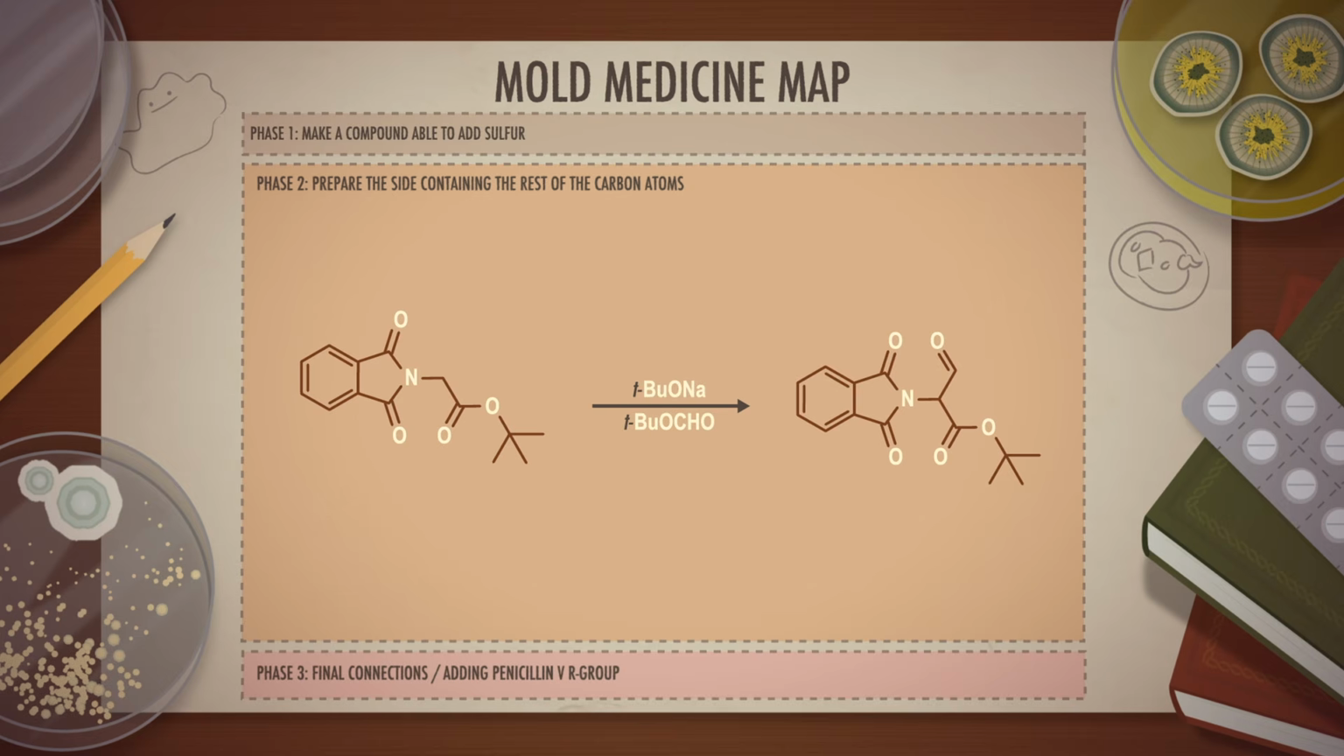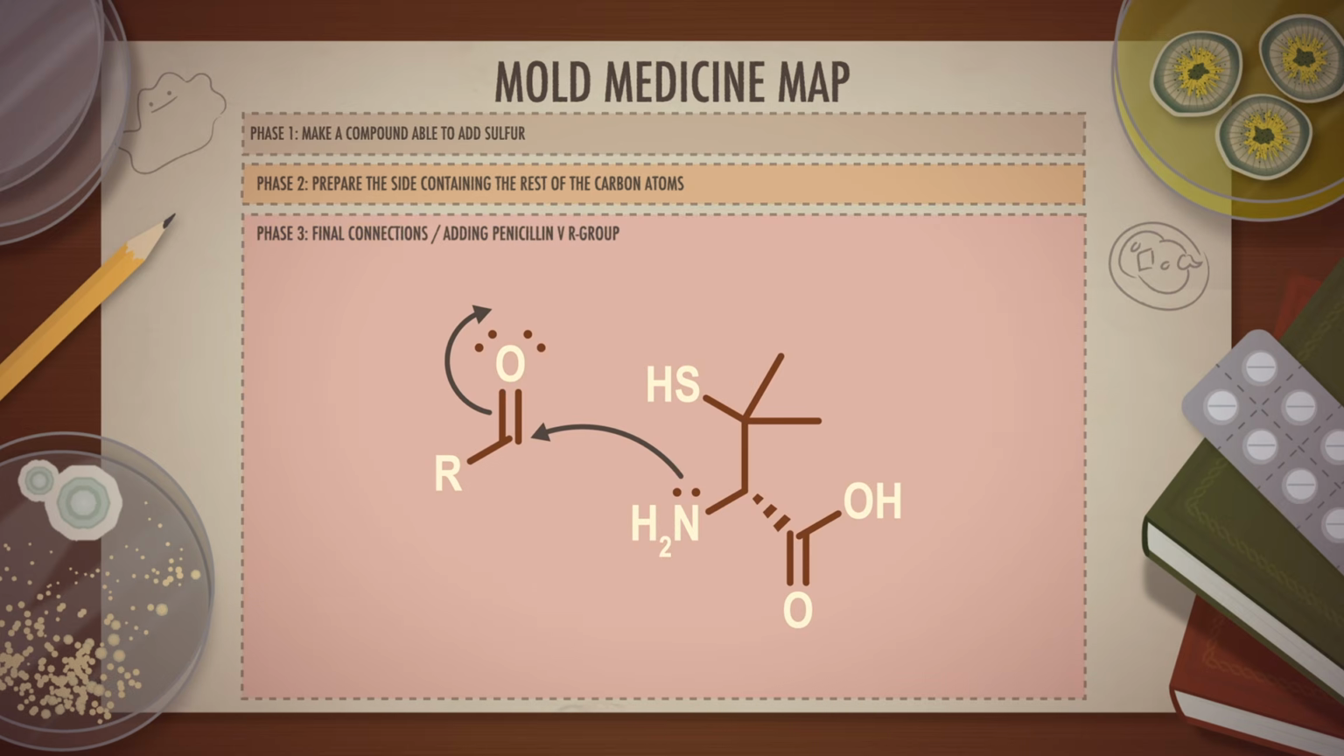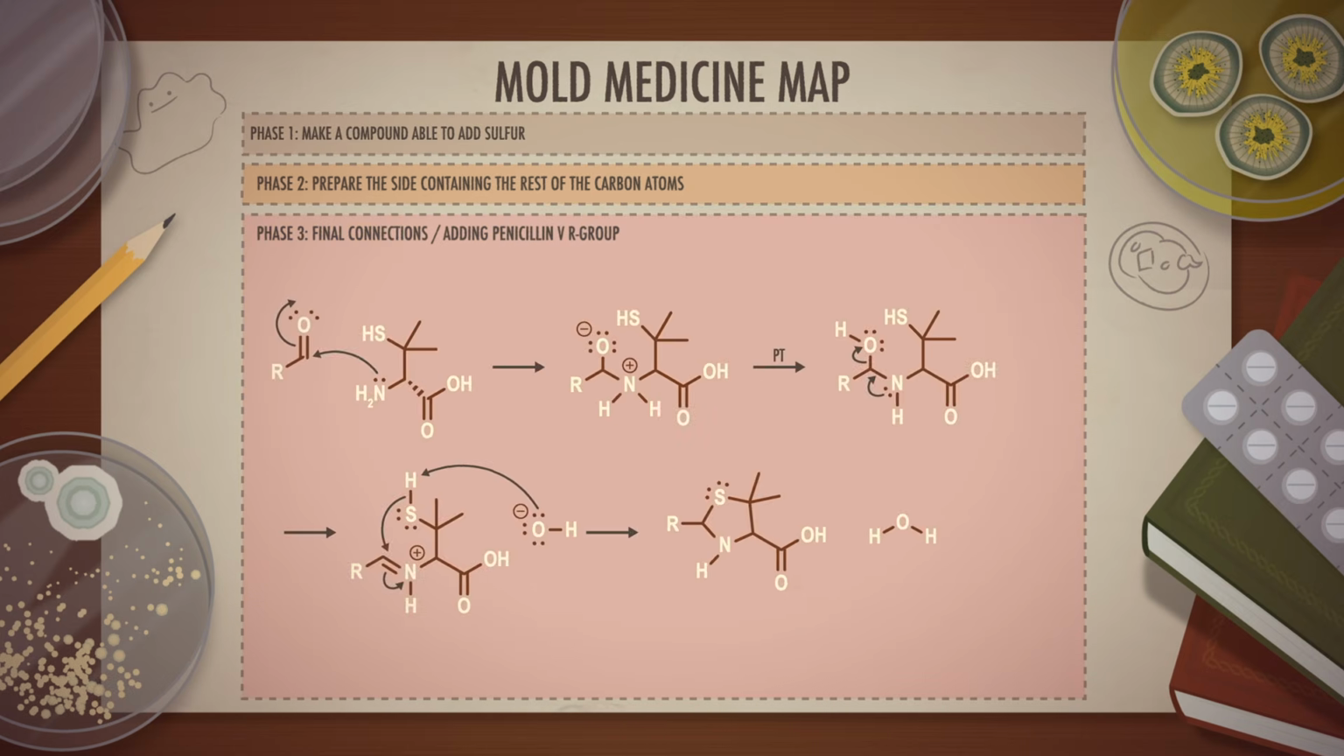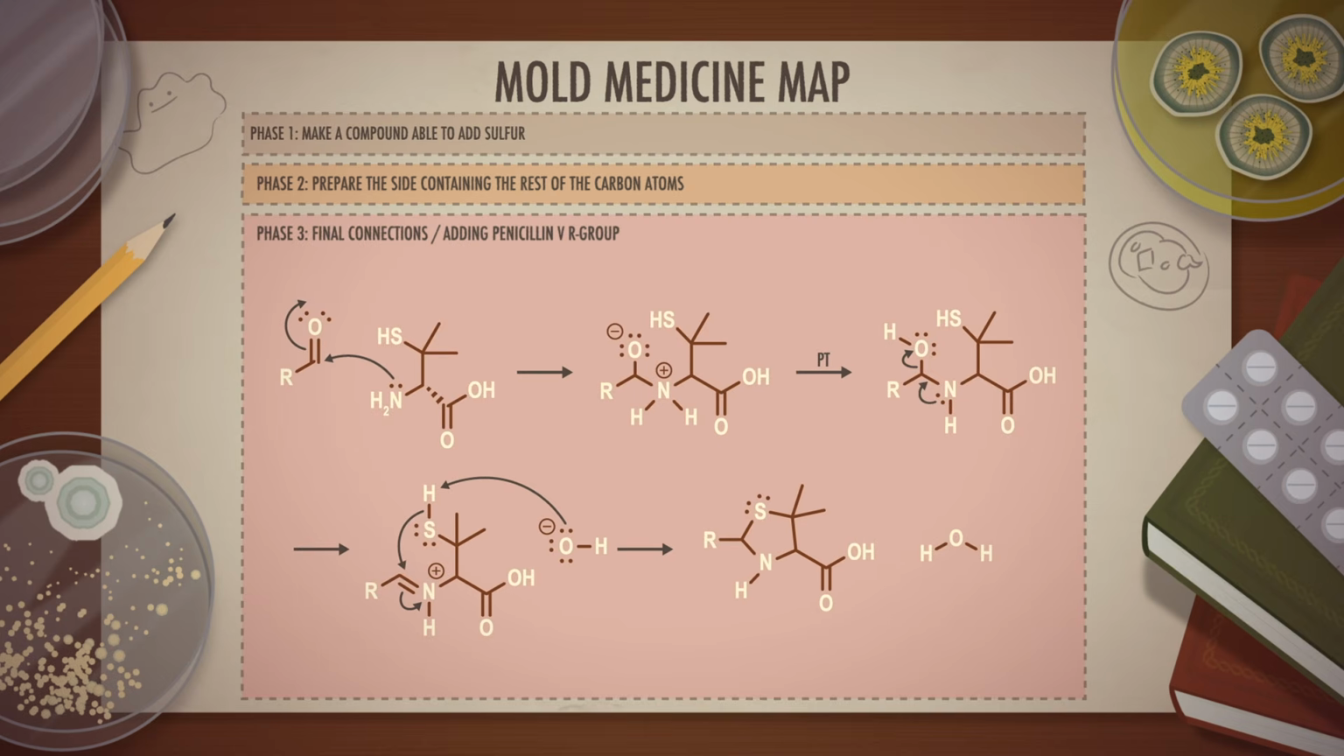main penicillin chain. But the compound they started with needed one extra carbon atom. With the Claisen condensation, they added that carbon as an aldehyde. This would help them form a ring in the next step. To kick off phase 3, they reacted this aldehyde with the amino acid they made in phase 1. An iminium ion formed, and the sulfur in the same molecule attacked to form the 5-membered ring.